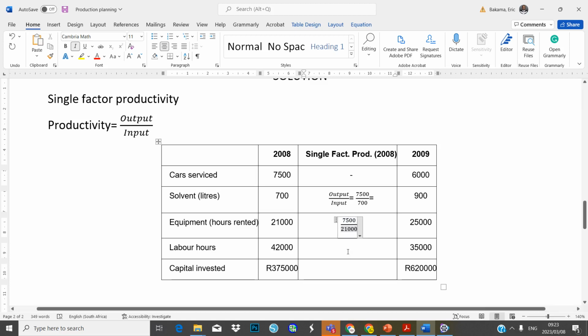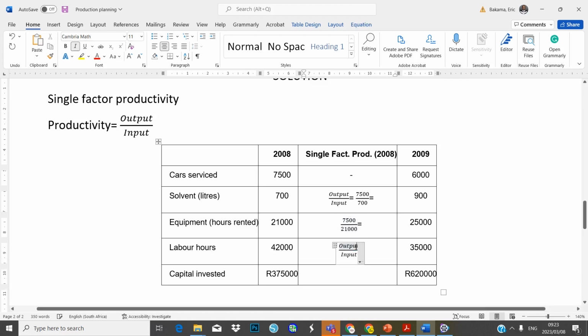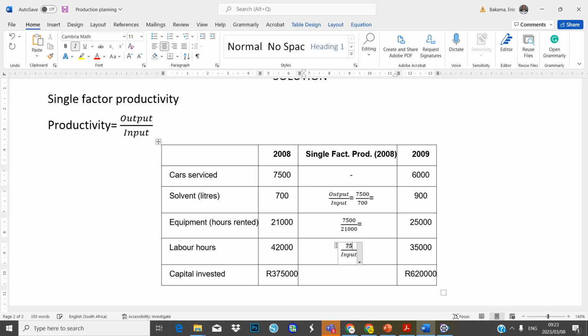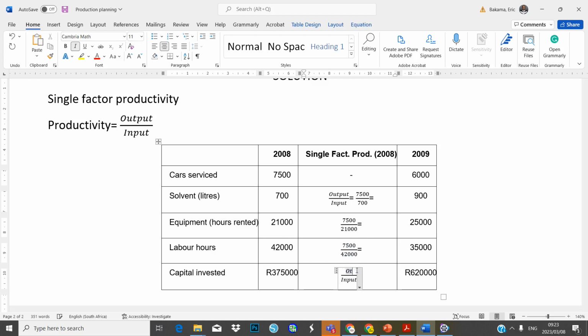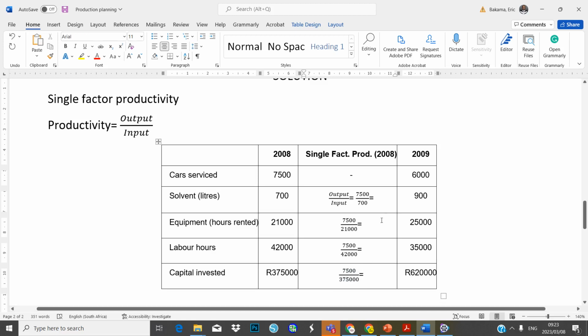Then we do the same thing for the labor. In this case, it's still 7.5 that we divide by 42,000. Then we do the same thing for the capital invested. For the capital invested here, it's still 7,500 that we will divide by 375,000. Now, from the values that we've got here, we need to calculate the productivity.